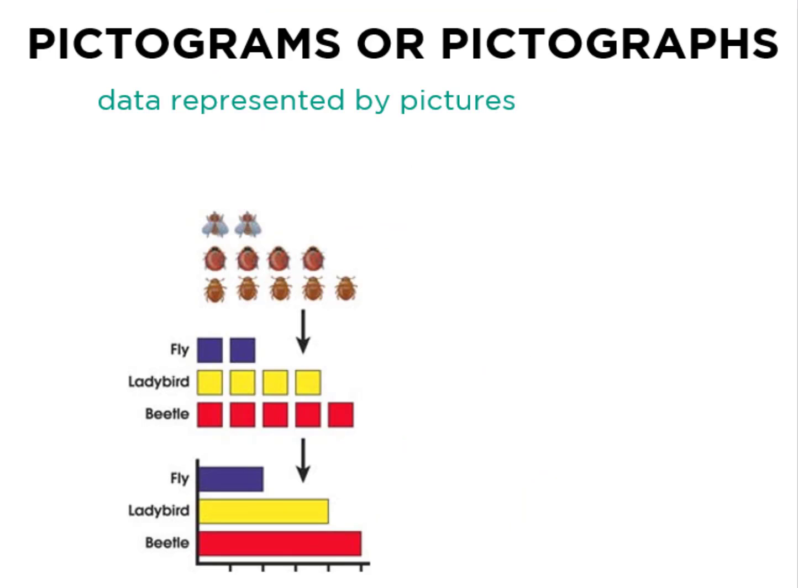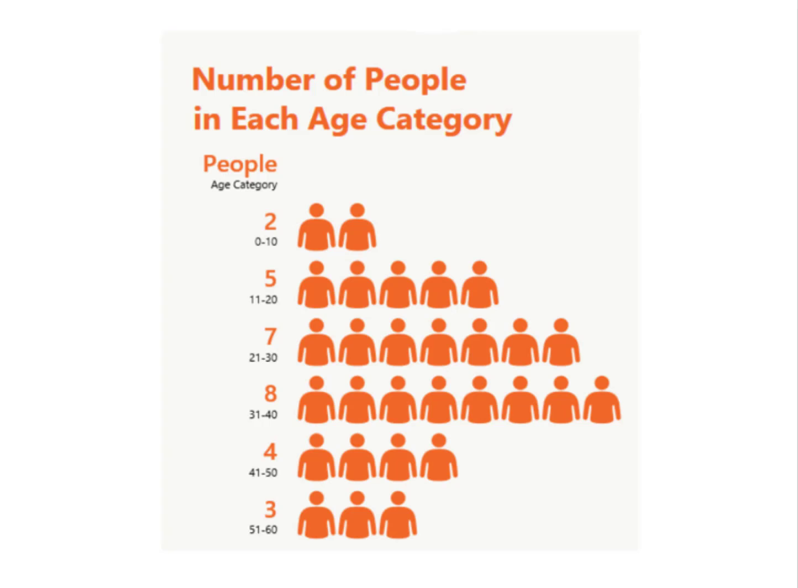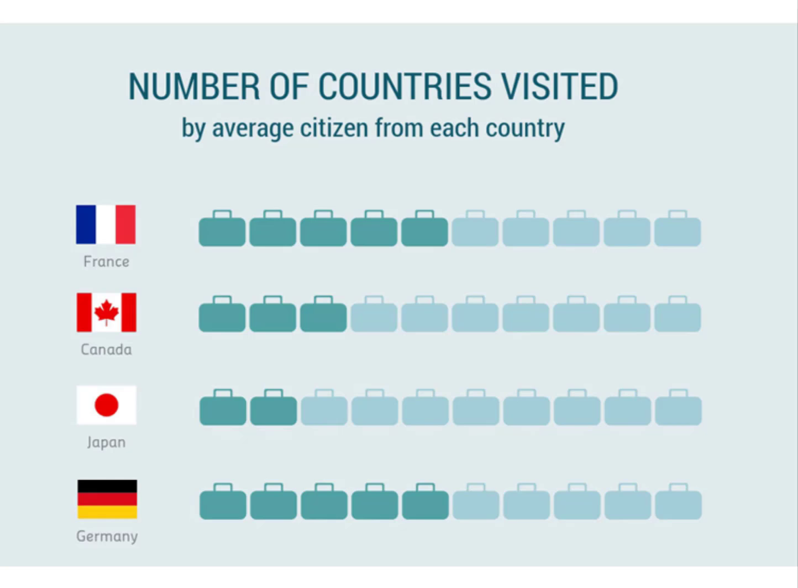Finally, we have pictograms or pictographs where data is represented by pictures. Here's one showing the number of people in each age category. Of course, what the number of people in each age category did represent or show is unknown. We need the larger context, the document in which this data display appeared, to figure that out. Here's a pictograph representing the number of countries visited by an average citizen from each country. So this is a really general representation, but not an actual presentation of numerical quantitative data.